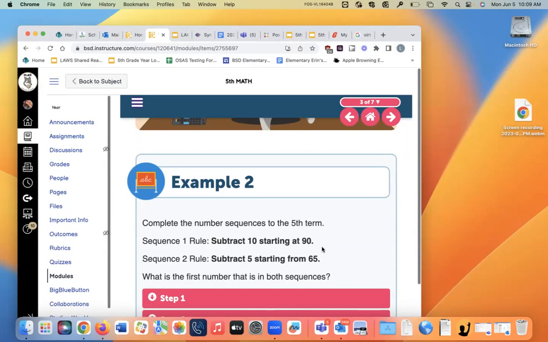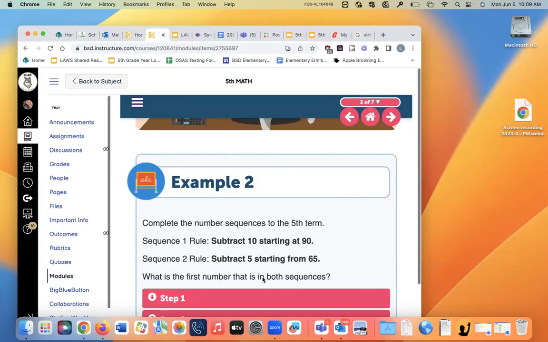Now subtract 5 starting from 65. 65 minus 5 is? 60. Minus 5 is? 55. Minus 5 is? 50. Okay. And minus 5 is 45.